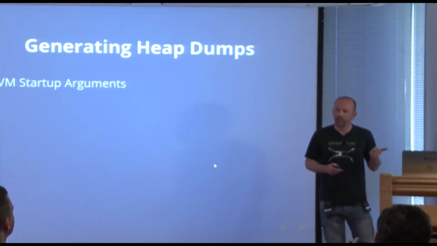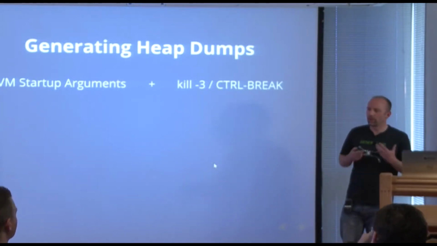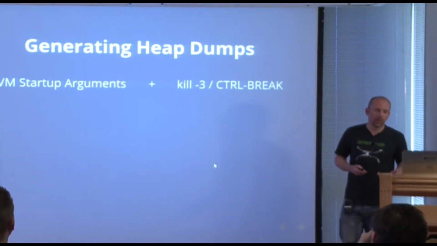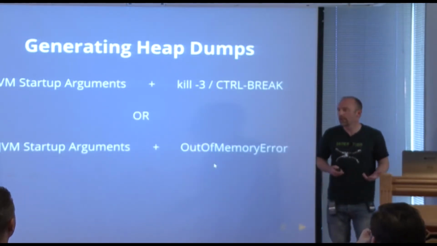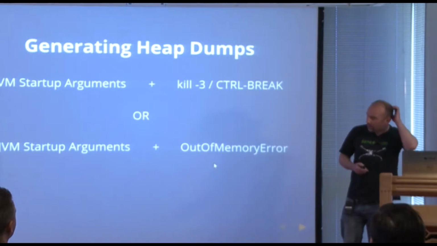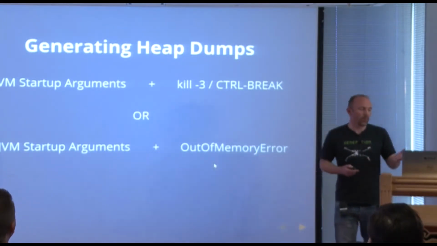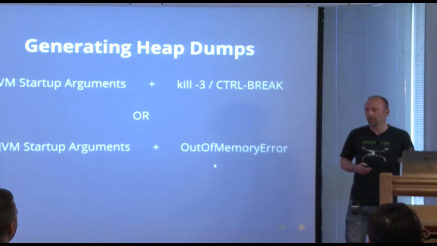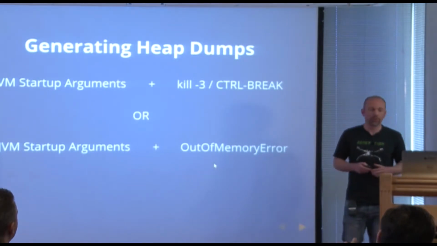And you've got even more options. If you use some JVM startup arguments and then a kill -3 or Control-Break, you can do it on demand whenever you need to. Or some JVM startup arguments and some condition, like an out-of-memory error, will automatically generate your heap dumps for you. By the way, a lot of these functions you don't really need to do if you've got something like Dynatrace, because everything is brought together in one convenient spot for you.